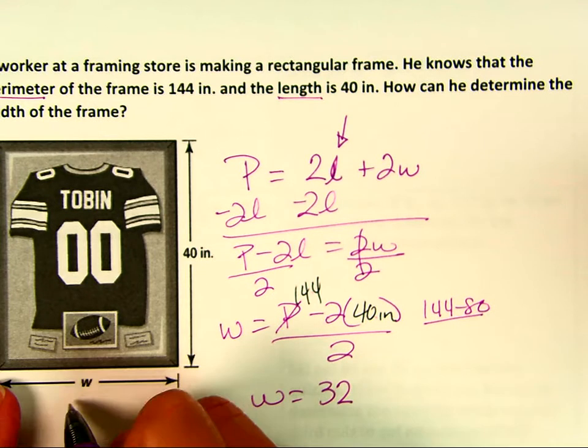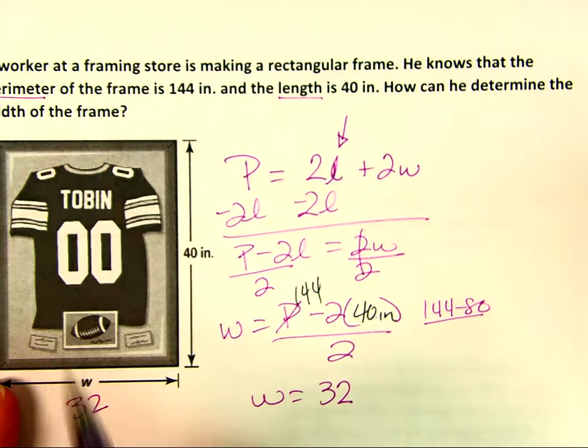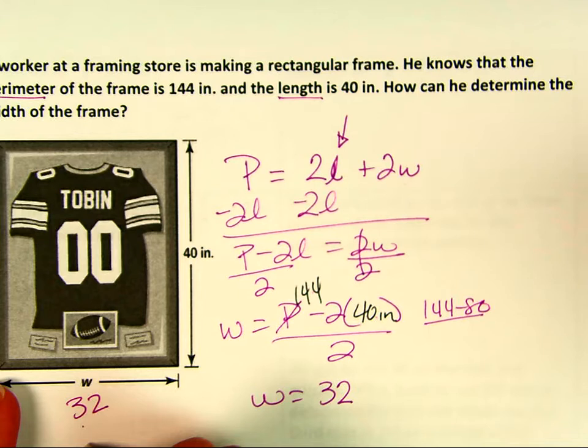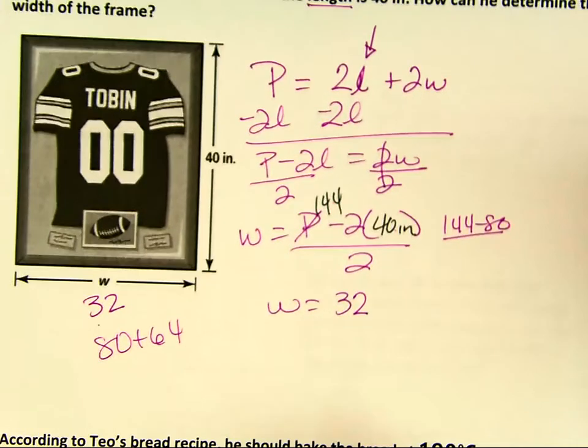So you can always check it, right? What's 32 plus 32? 64. And that's 80. What's 80 plus 64? 144. So you can always check it like that if you need to.